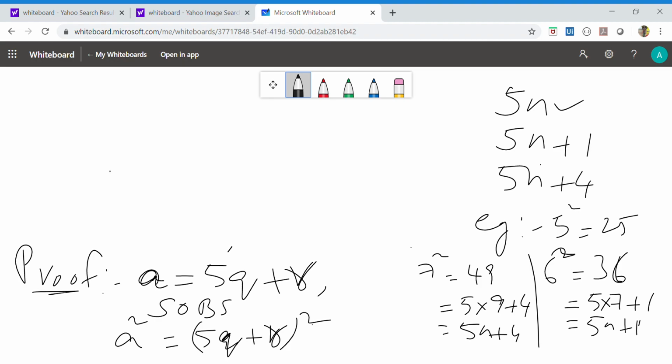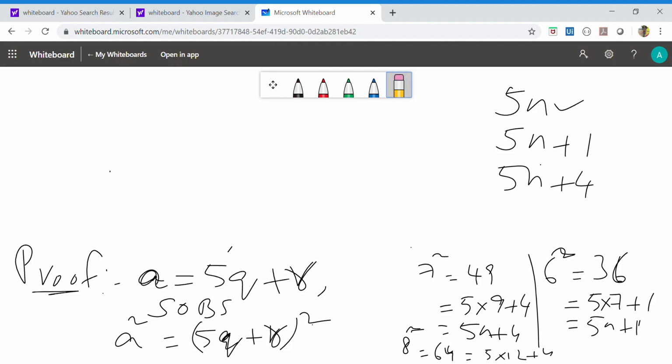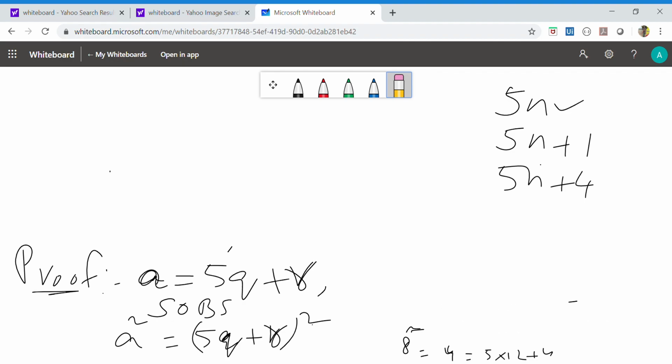Not only like that, you can take 8 square. 8 square is 64. How can you write 64? 5 into 12 plus 4. So 5n plus 4 form. Have you understood this? That means any positive number which is a square must be in the form of 5n or 5n plus 1 or 5n plus 4.